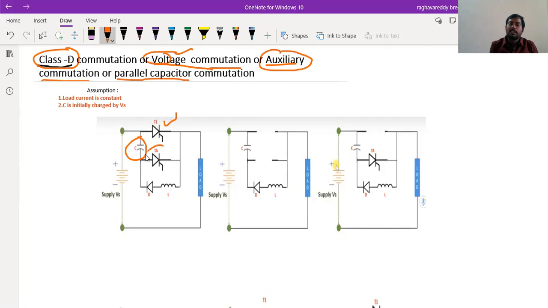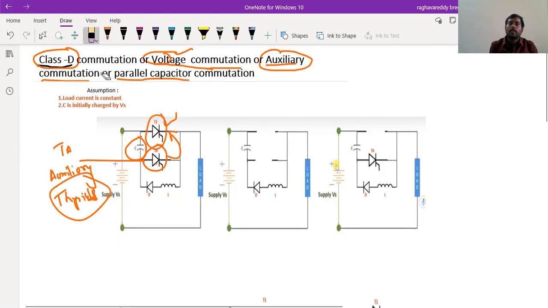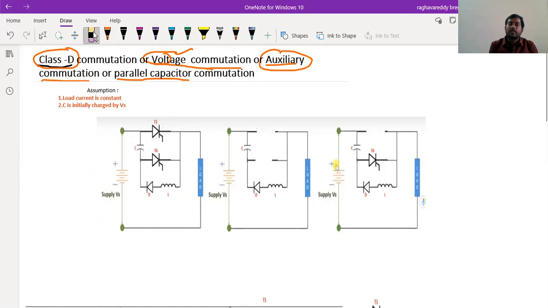It is also called auxiliary commutation, so we use TA, which is nothing but an auxiliary thyristor. That's why this is called auxiliary. By using this auxiliary thyristor, we can turn off the main thyristor, that is T1. That's why this is called auxiliary commutation. And it is also called parallel plate capacitor commutation, because a capacitor is connected in parallel to the supply.